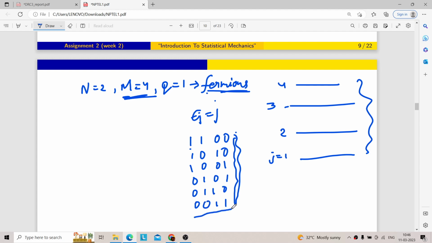So these are the only ways we can arrange. How many arrangements are there? 1, 2, 3, 4, 5, 6. So we have 6 arrangements for this. Am I missing something? There are 6 arrangements, right?